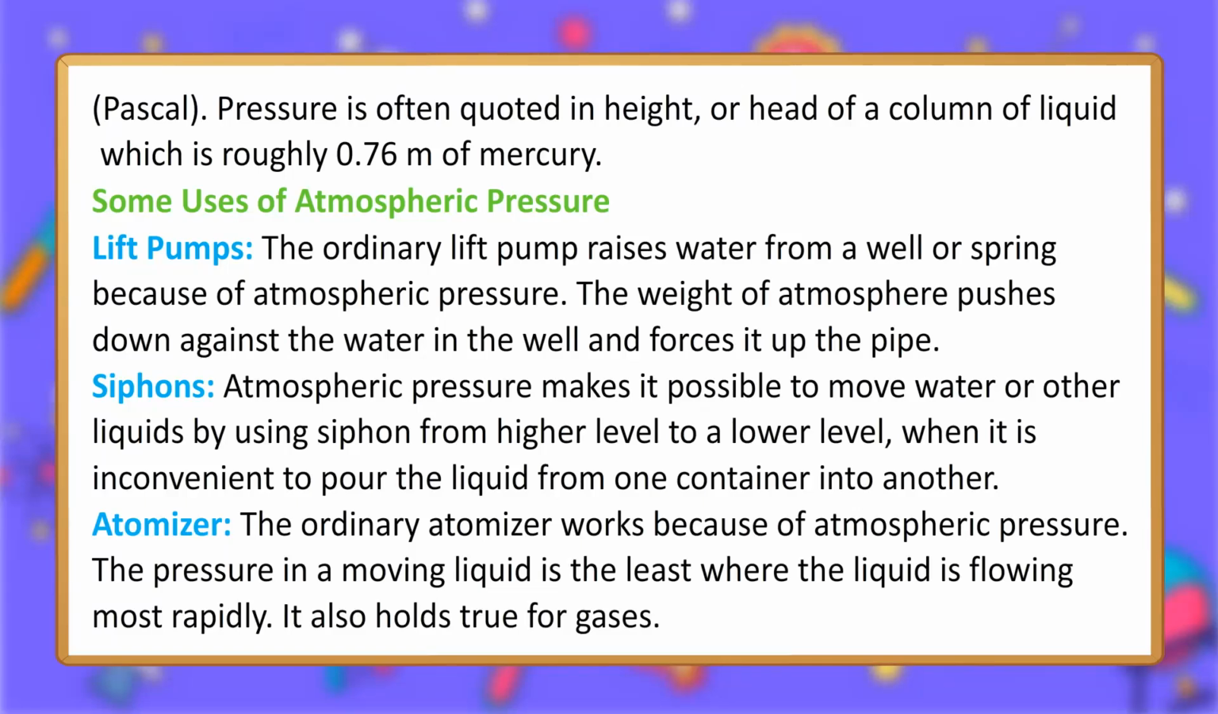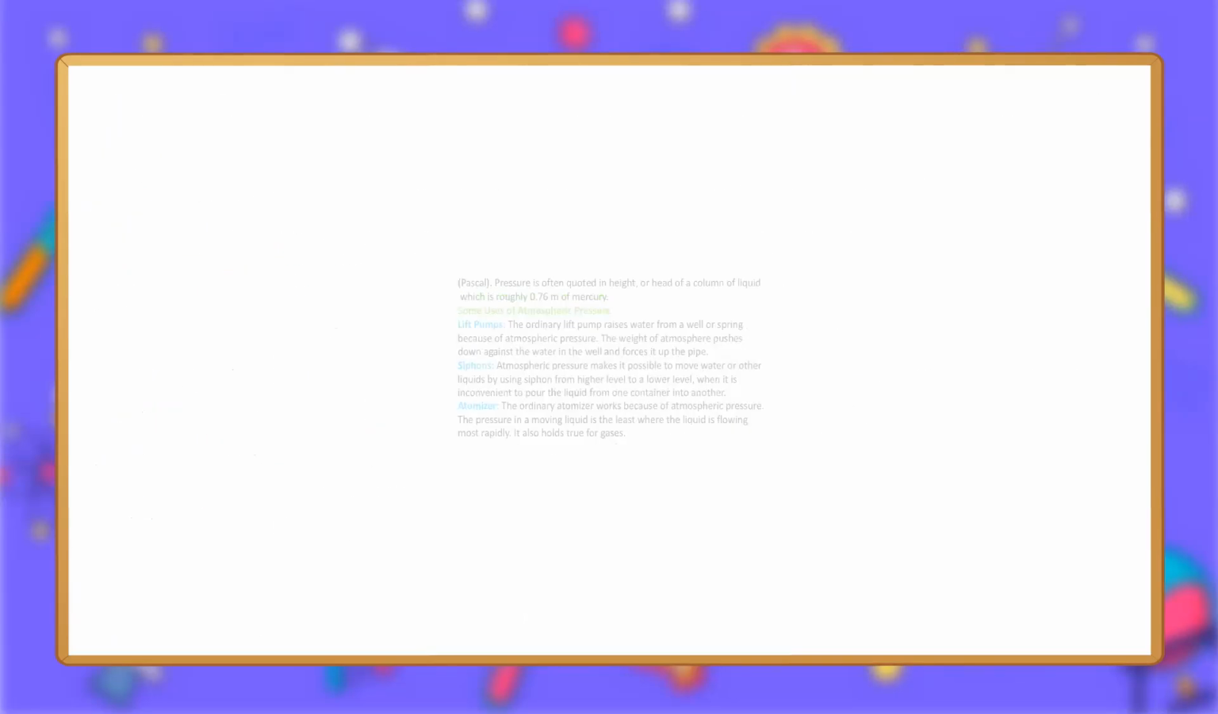Atomizer. The ordinary atomizer works because of atmospheric pressure. The pressure in a moving liquid is the least where the liquid is flowing most rapidly. It also holds true for gases.